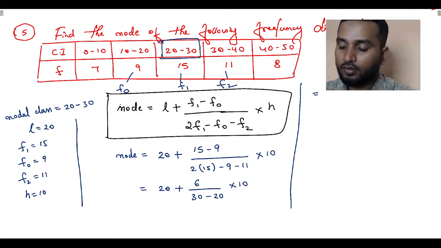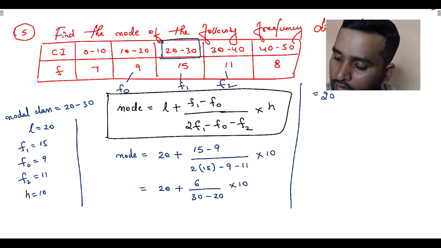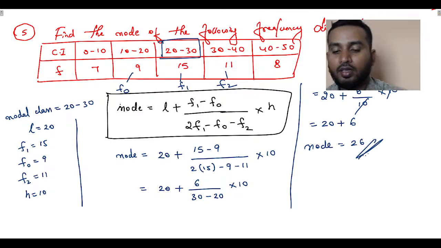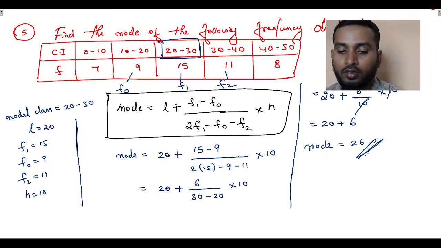Okay. Now, 20 plus 6 by 30 minus 20, which is 10, into 10. This 10 gets cancelled, so that is 20 plus 6. So mode is equal to 26. Any doubts? Any doubts till here? Please let me know if you still have any doubts. No doubts? Good.